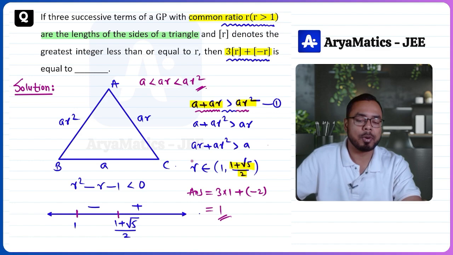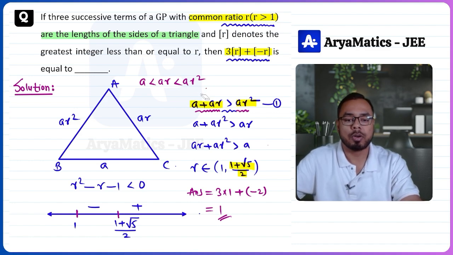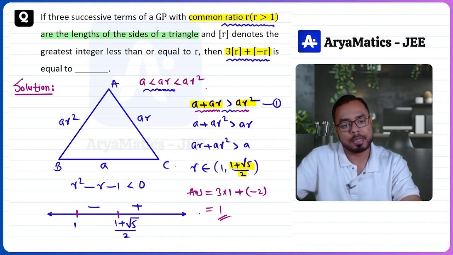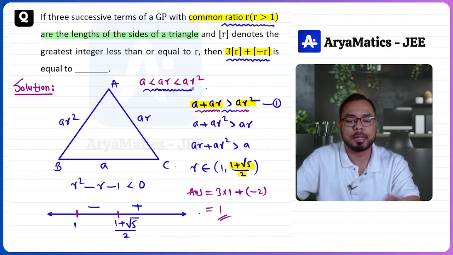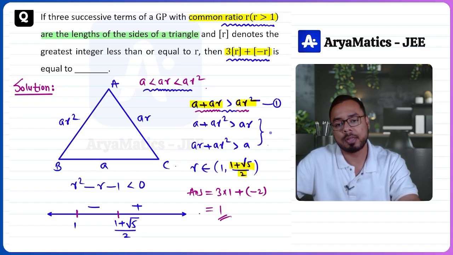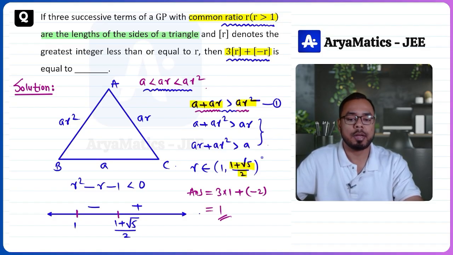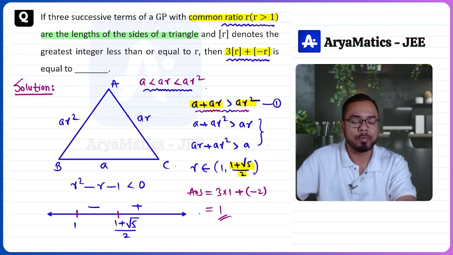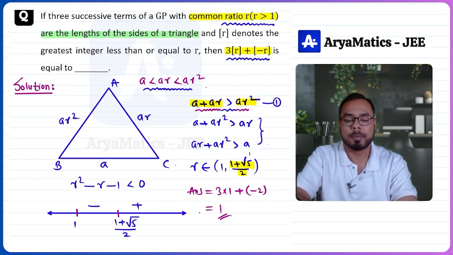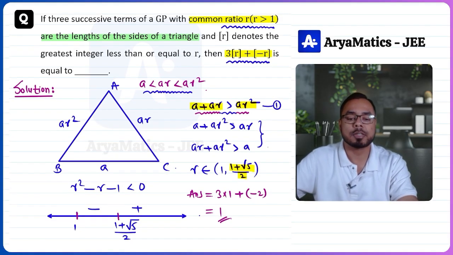Right, so in this problem, the important takeaway was that because the common ratio is greater than 1, A is the smallest side, then AR and then AR square. And once I solve the first inequality, the other two inequalities are always true, right? So from there we got the range for R from 1 to 1 plus root 5 by 2. And hence, when you calculate the value of this expression, you will get 3 minus 2, that is 1. And that will be the correct answer for this problem.